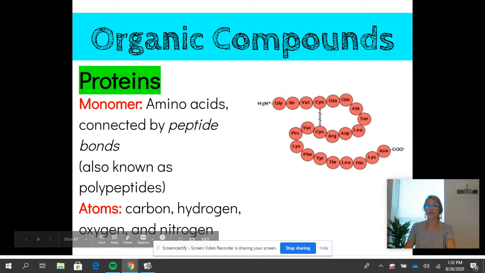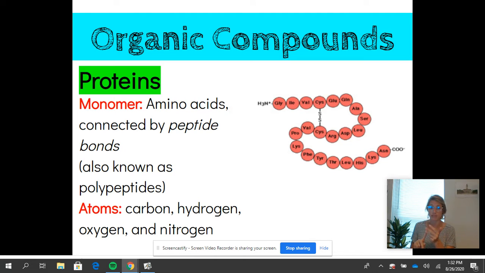Now we are going to look at our last biological molecule. So we've gone over carbohydrates, lipids, nucleic acids, and now we're going to talk about proteins. We're going to start off by looking at the monomer of proteins. Again, a monomer is a subunit or a building block. Proteins are made by building up amino acids. Amino acids are known as the monomer or the subunit to make a protein.